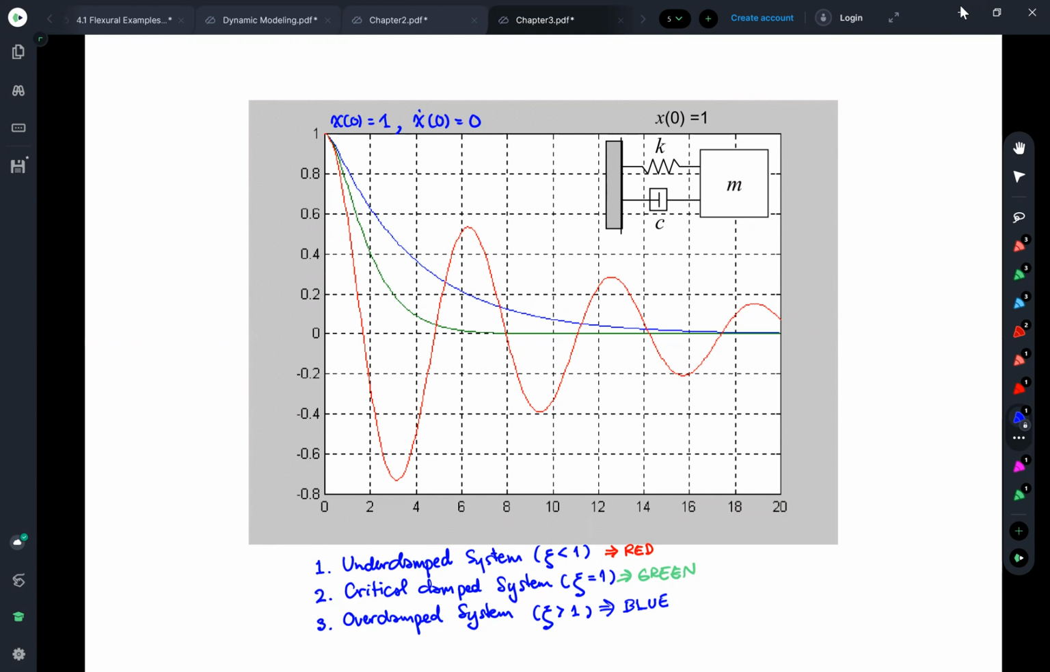In this case, the green belongs to the critical damp system. The blue belongs to the overdamp system. It shows that the overdamp system has more damping, but they go to zero slower than the critical damp system. The reason why is like that is explained by mathematics, of course.